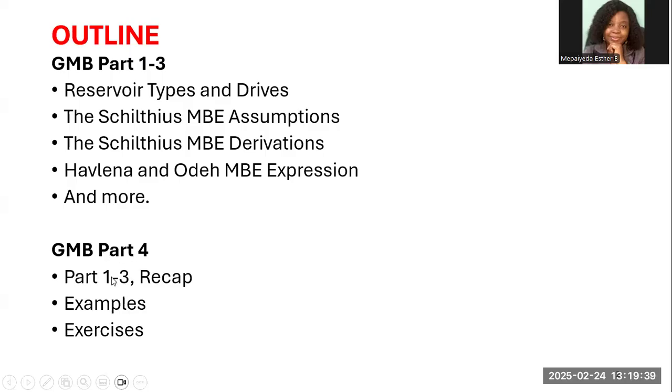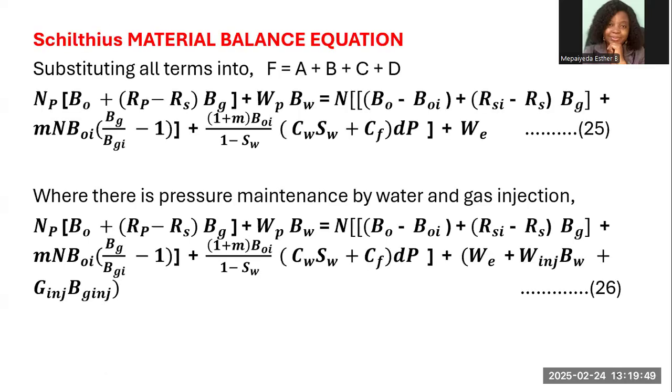In this part 4, we're going to be looking at a quick recap of part 1 to part 3, examples, and then I give you some exercises. So, a quick recap of part 1 to part 3. In the videos of part 1 to part 3 on the MBE, we looked at the Schilthuis material balance equation.